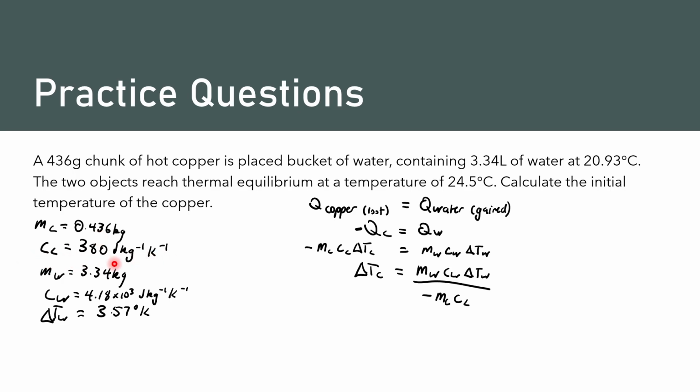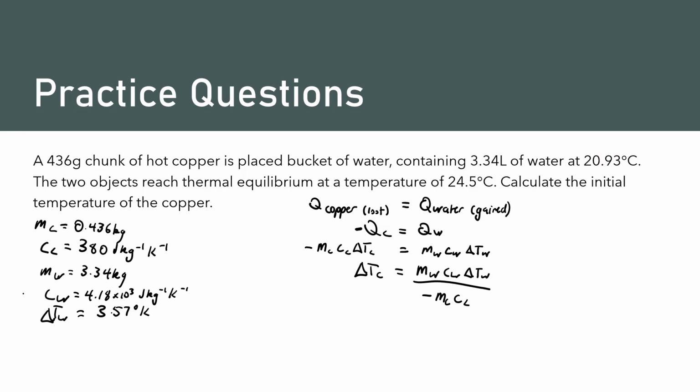I found the specific heat capacity for copper again from that table in the previous slide. The mass of water here I've written down as 3.34 kilos. I'm assuming here in this problem that the density of water is going to be exactly 1 kilo per litre, meaning that the number of litres of water is going to be equivalent to the number of kilos present. And for the change in temperature of the water, I've just done that by taking the difference between the final temperature and the initial temperature. From here, we can substitute and calculate.